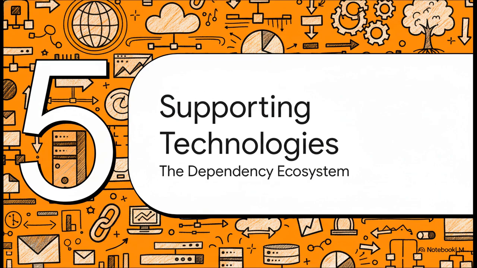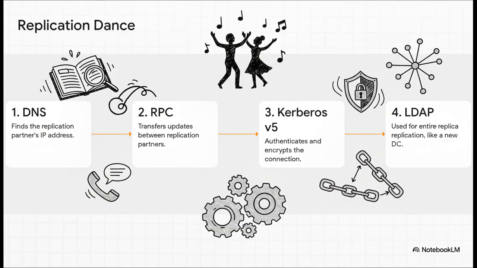Of course, Active Directory replication doesn't exist in a bubble. It's built on the shoulders of several other really fundamental networking technologies. You can think of it as part of a powerful ecosystem. You can think of it like a four-step dance. First, a domain controller uses DNS to find its replication partner's IP address. Then it uses something called RPC to establish a connection. That whole conversation is then secured and authenticated with Kerberos, making sure they can trust each other. And finally, for the really big jobs, like syncing an entire replica for a brand new server, they use the directory's native language, LDAP. It's just a powerful symphony of protocols all working together.